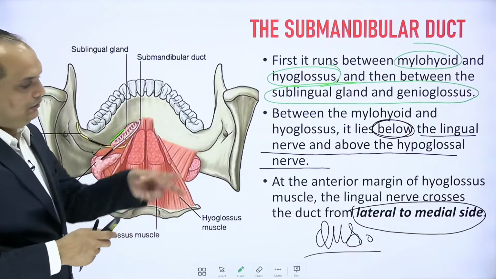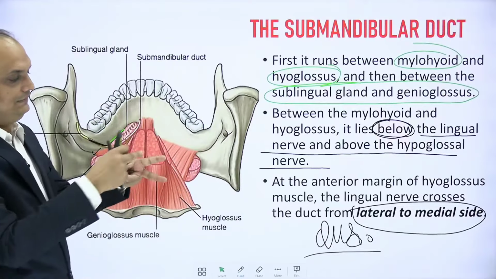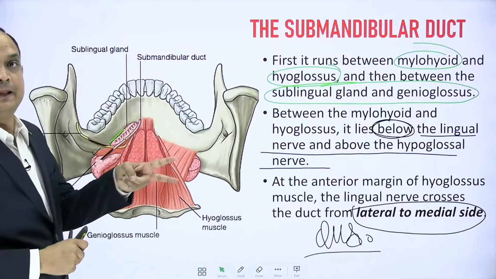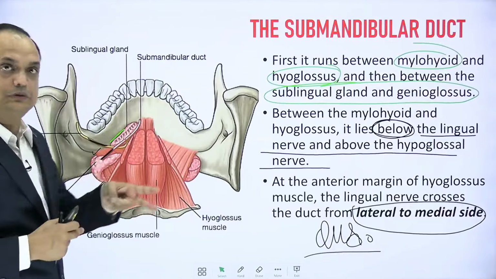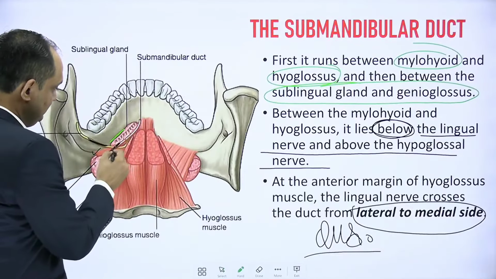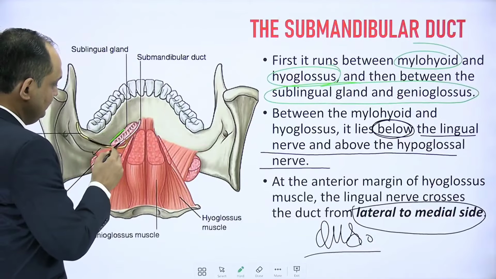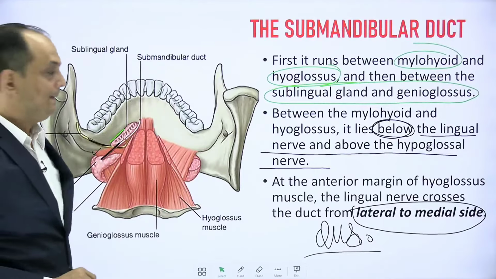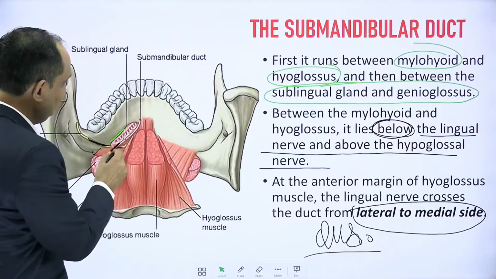So, the duct and lingual nerve are above each other. So, this is the lingual nerve, this is the duct. But as both are running forward, what will happen? The duct is visible here and the nerve is going on the lateral side. In the next part, what will happen?